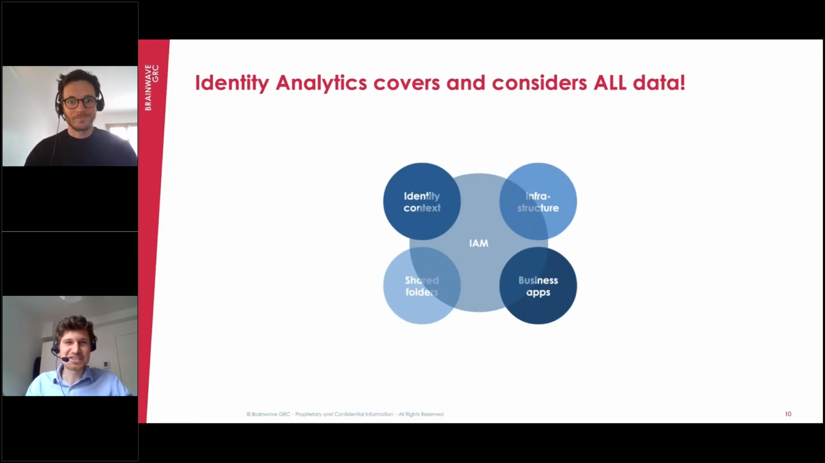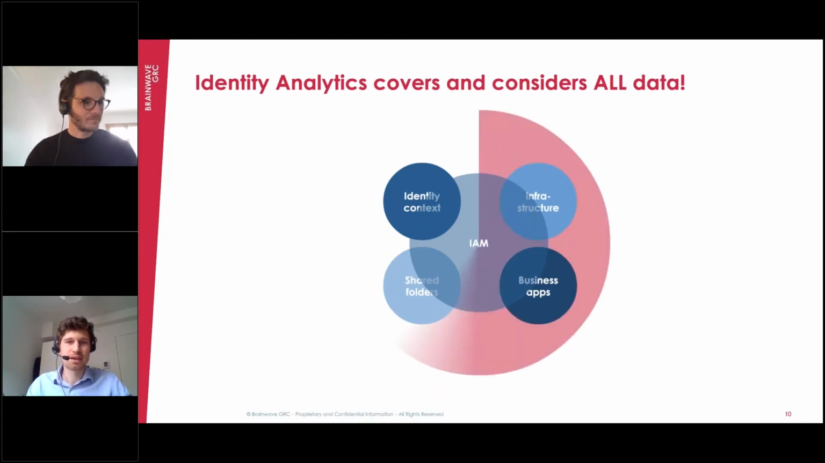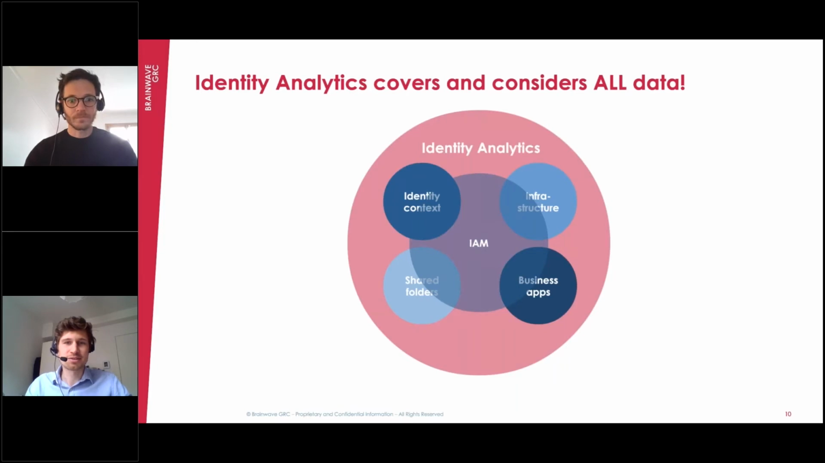So hopefully, identity analytics can cover and consider all those data in terms of access. And this is the topic of today. Identity analytics by design is a topic where you can ingest any kind of data. It is more data warehouse oriented compared to the IAM system. The strength of those solutions is the correlation and the consolidation of the data.